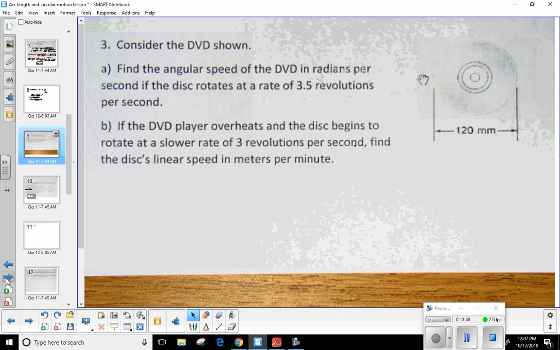Okay, consider the DVD shown. So we have a DVD with a diameter of 120 millimeters. Find the angular speed of the DVD in radians per second if the disc rotates at a rate of 3.5 revolutions per second. So you guys walk me through this one. Okay, so Brandon says put 3.5 on top. So 3.5 revolutions, what? Over 1 second.